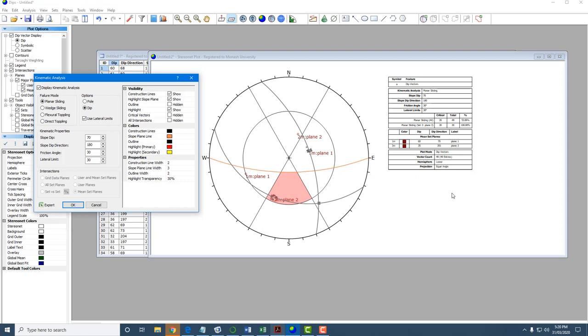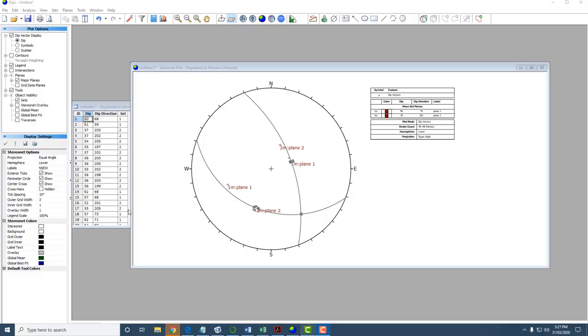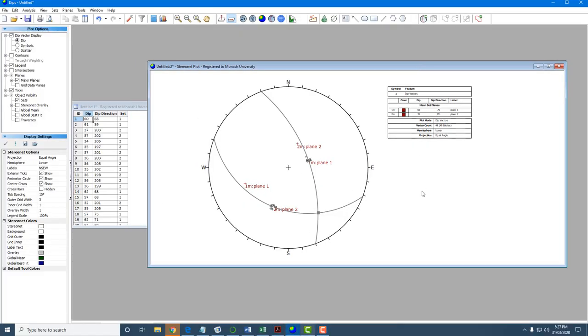And therefore, although the south facing slope will not fail under wedge sliding, it is very likely to fail under planar sliding with this joint plane denoted by plane 2. And therefore, we can conclude that our south facing slope is not safe. So that concludes the answers to the questions in your practice class for the RocScience DIPS software.